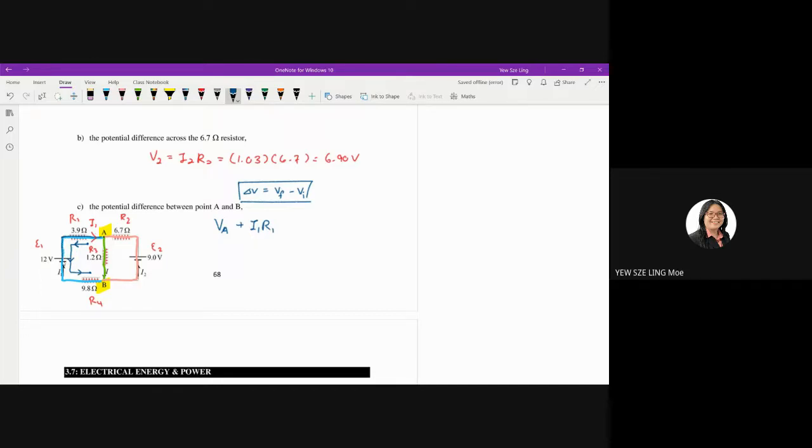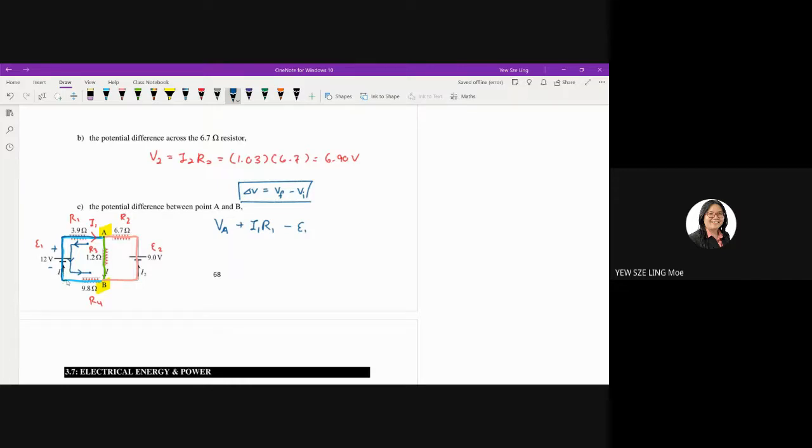When it passes through this EMF1, it is moving from positive towards negative. The path that I've chosen is moving from positive towards negative, from higher potential towards lower potential. So again, it's experiencing potential drop, minus EMF1.